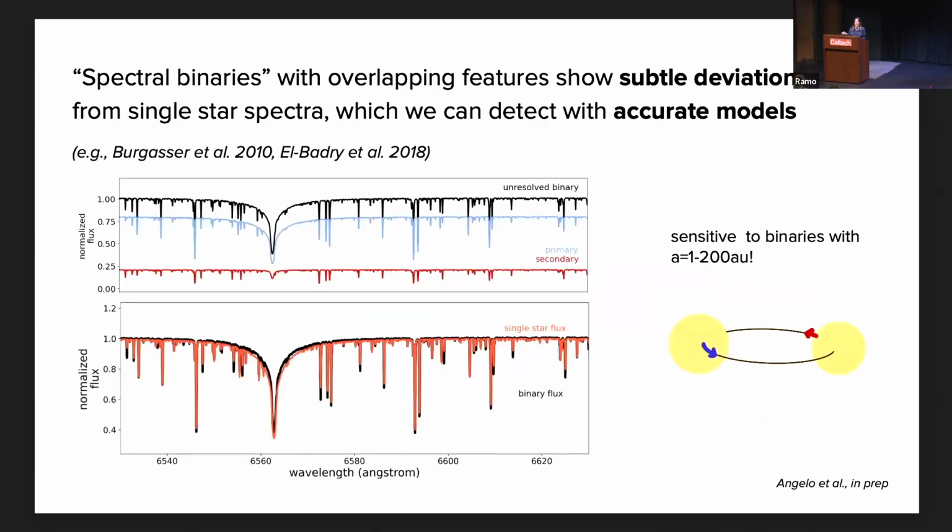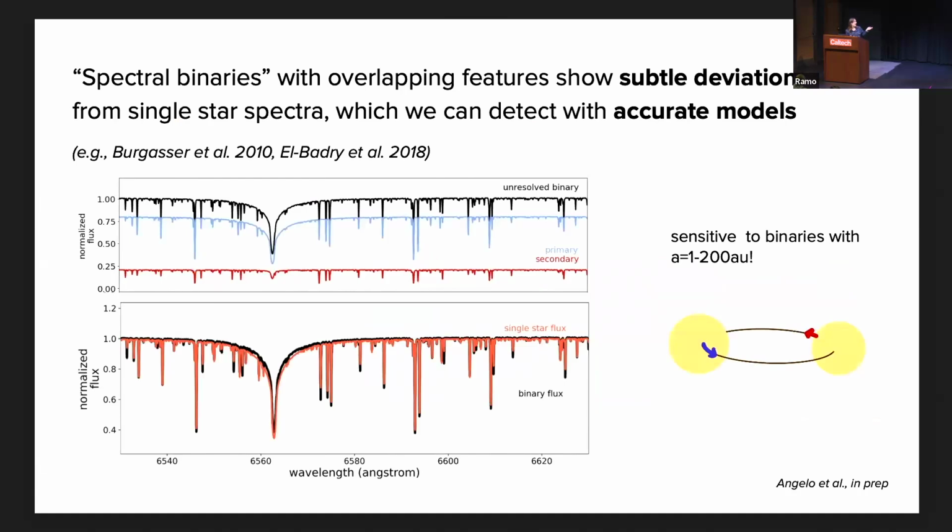So what is a spectral binary? I'll start by defining that. When we have SB2s, it's clearly a sum of two spectra with an RV offset. If you've got a binary that's in a wider orbit, you might not have an RV offset, but instead you would have a sum of two stars that have no RV offset, or in other words, overlapping spectral features.